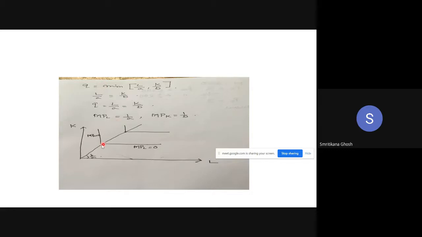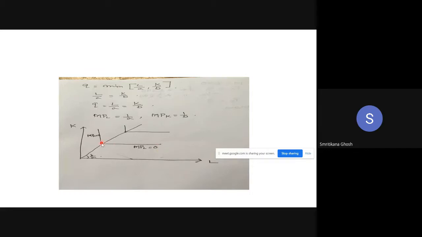So if MPL is equal to 0, then what is the slope of your isoquant? Slope is minus of MPL by MPK. If MPL is 0, then what will be the slope? 0. Exactly, 0. So that means your isoquant is parallel to the horizontal axis.